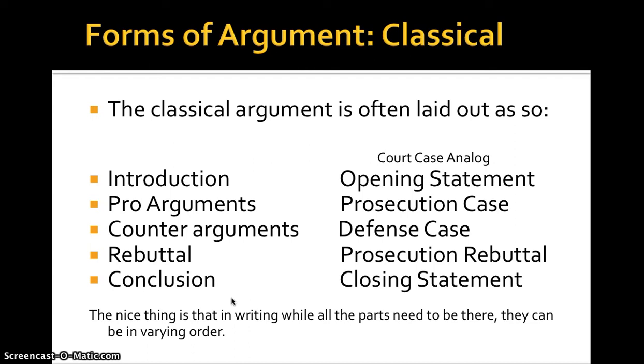Now notice that note at the bottom. In writing, all of these parts need to be there in making a classical argument, but you could vary the order. You can't vary the intro and the conclusion. Those have to come at the beginning and the end. But you might choose to start with counter arguments, and then give a rebuttal, and then make your case.